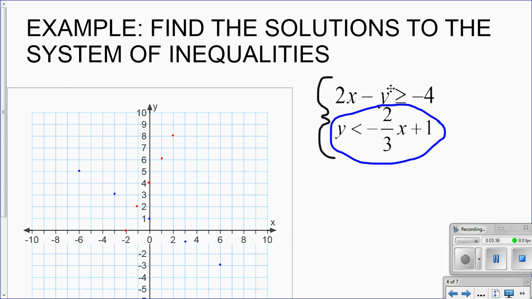This one I need to get y by itself. So the very first thing I would do would be to subtract 2x from both sides, and I get this. And then I need to get rid of the negative sign, so I divide everything by -1, which means I have to flip my sign. So I really have y is less than or equal to 2x plus 4. And that one I'm going to do in red.